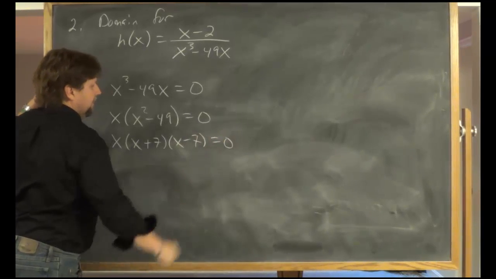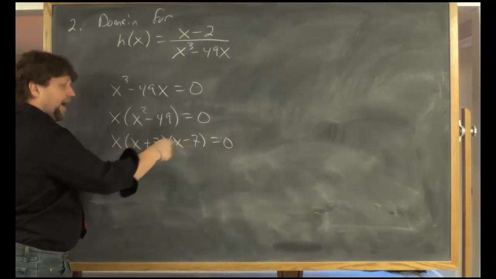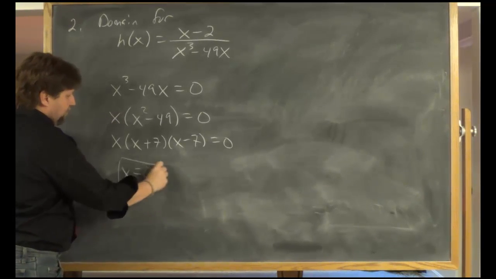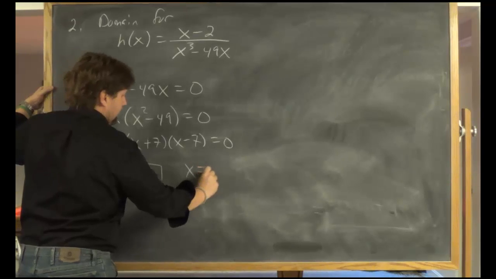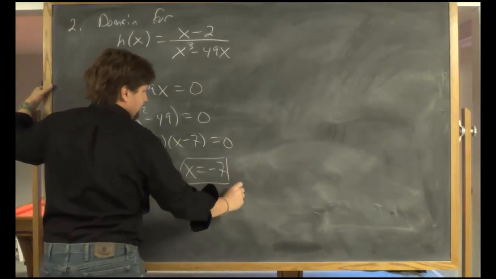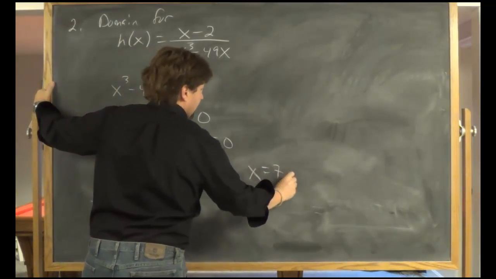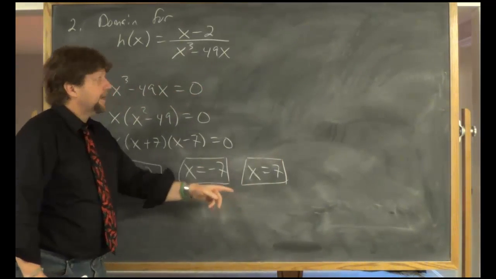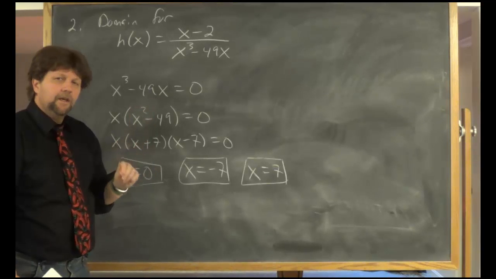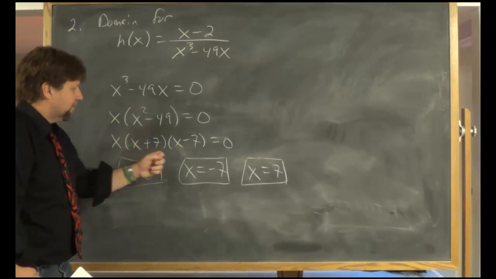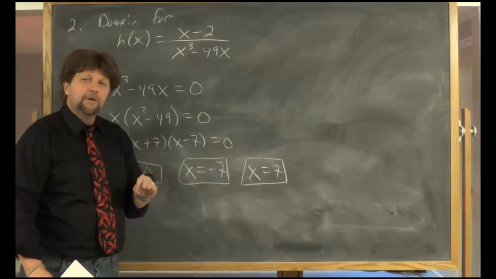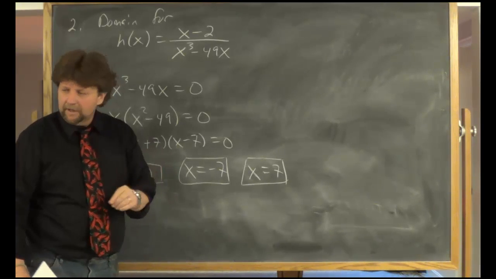And then if you set each of these factors equal to 0, you will find that x equals 0, x equals negative 7, and x equals 7. Those three values of x would make the denominator equal to 0. These are the three values of x that we cannot allow to be in the domain. We can't divide by 0.